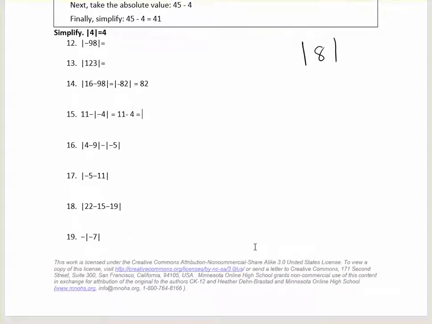How about something like 19? 19 says take the opposite, the negative, of whatever you get when you take the absolute value of negative 7. Well, the absolute value of negative 7 is just 7. So this problem is saying what is the negative of 7, and that's just negative 7.